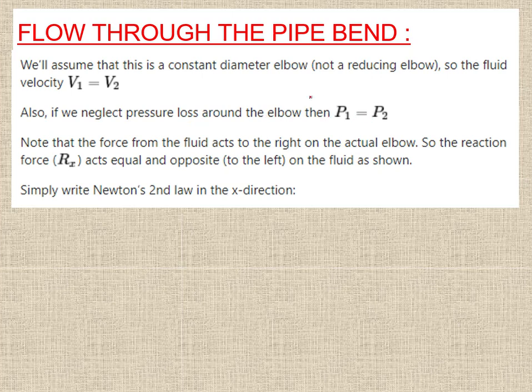If we are considering there is no friction loss through the elbow, there is no pressure drop. As we have learned in chapter 8, there is a pressure drop, but here we are assuming there is no friction loss because the elbow is smooth. So P1 will be equal to P2. Note that the force from the fluid acts to the right on the actual elbow. So the reaction force acts equal and opposite to the left on the fluid, as shown in the figure.